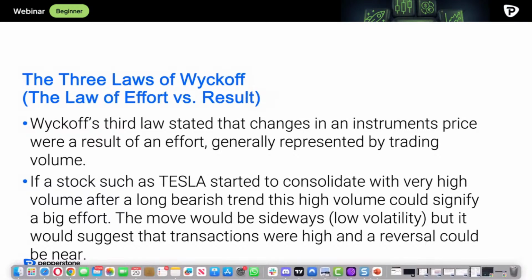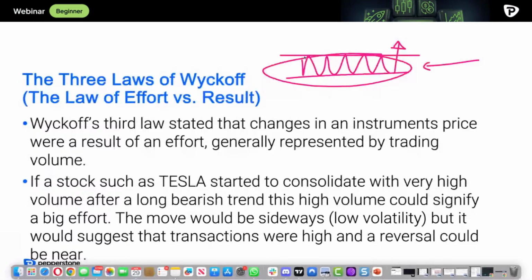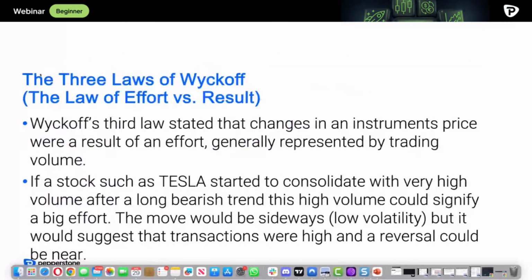If a stock or a currency or a commodity started to consolidate with very, very high volume after a long bearish or bullish move, then this high volume could signify a big effort. The move would be sideways, so it would be around here like that. However, when it reversed or moved in the opposite direction, the volume would indicate that there were a lot of traders there. And this is a profound understanding as well. Not all Wyckoffs are equal, are they, Ty? If they have this third law, they don't all have to have it, but if they do have the third law, it's quite a strong reading, isn't it?